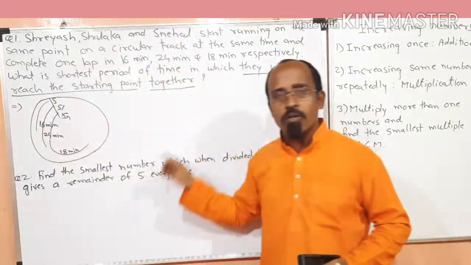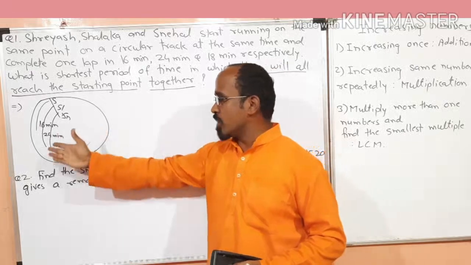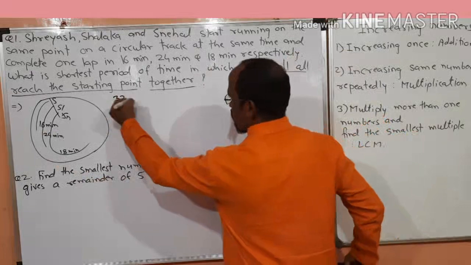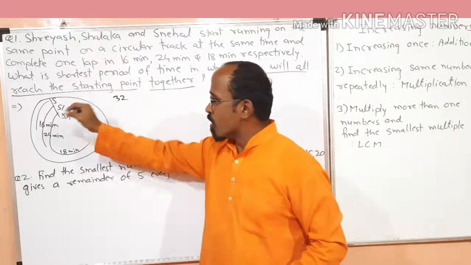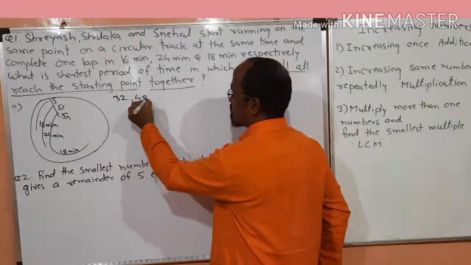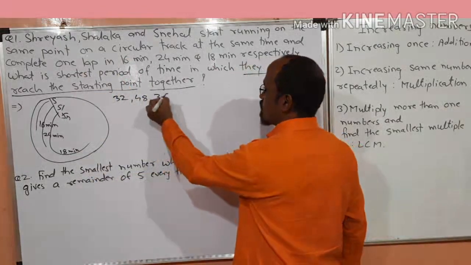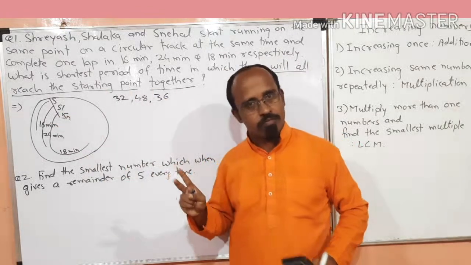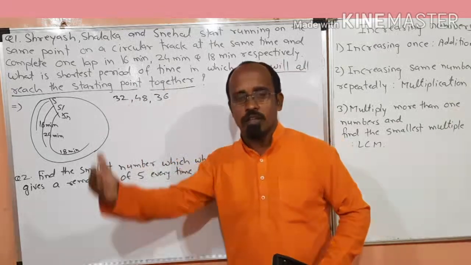So after the second round, we have to see, are they meeting together? After the second round, what will be the situation? The first person will take 16 plus 16, 32 minutes to reach the starting point. Shalaka will take 24 plus 24, 48 minutes. And Snehal will take 18 plus 18, 36 minutes. Did they meet together after the second round at all? No. Then we have to check, are they meeting after the third round?